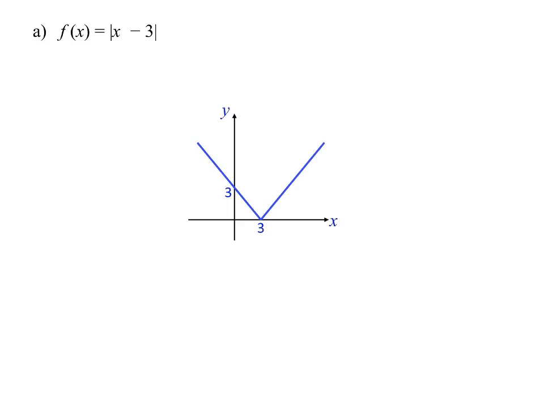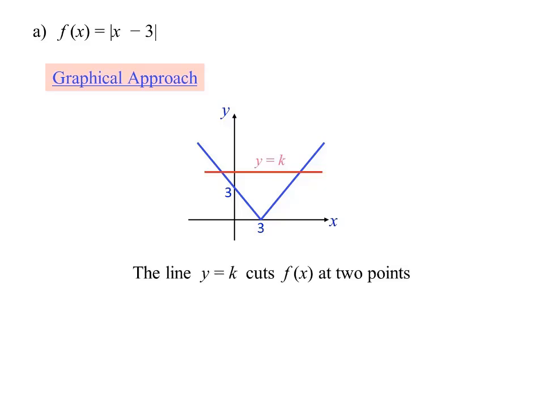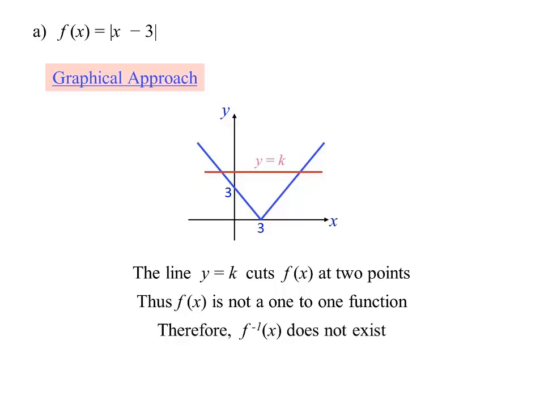This is the sketching of the modulus function. By now you should already know how to sketch a modulus function. First, we want to show graphically that f(x) is not a one-to-one function, by using the horizontal line test. The line y equals k cuts the function at 2 points. This shows that f(x) is not a one-to-one function. Therefore this function does not have an inverse.